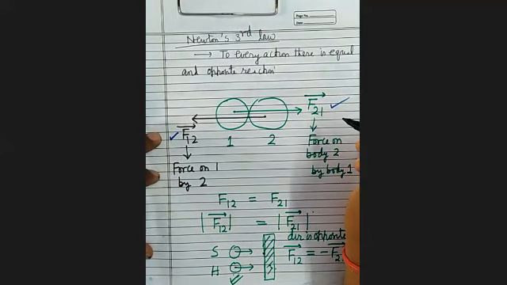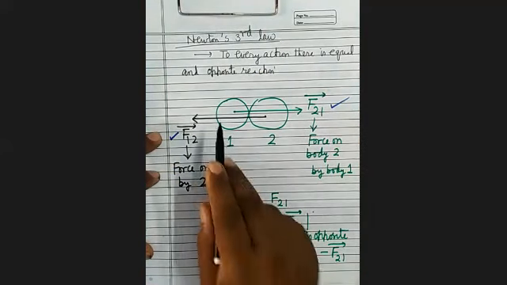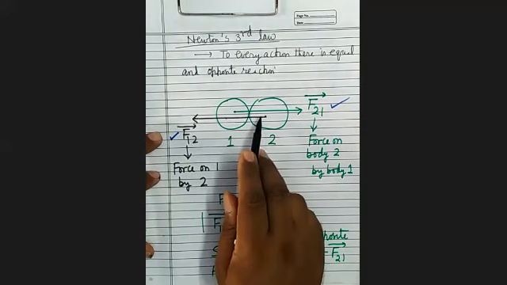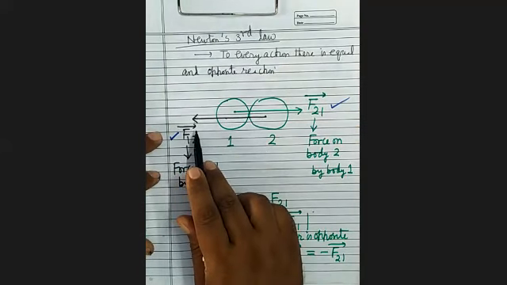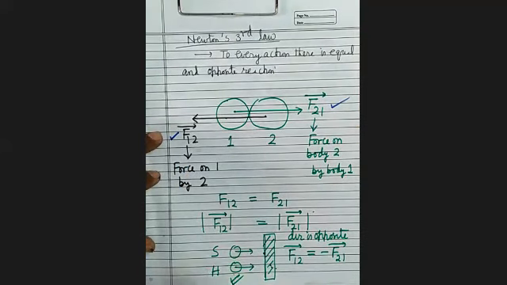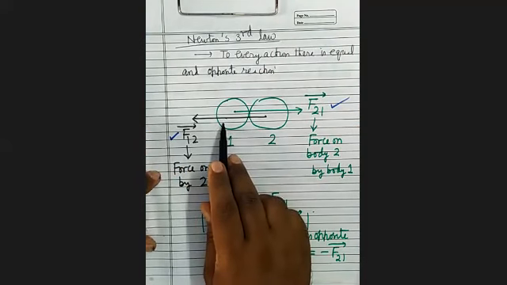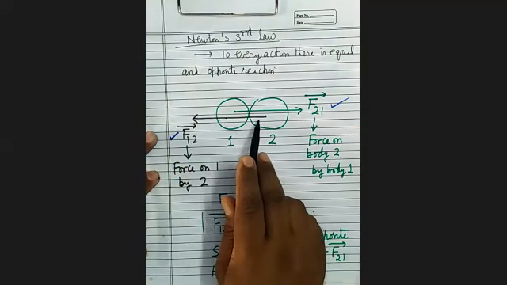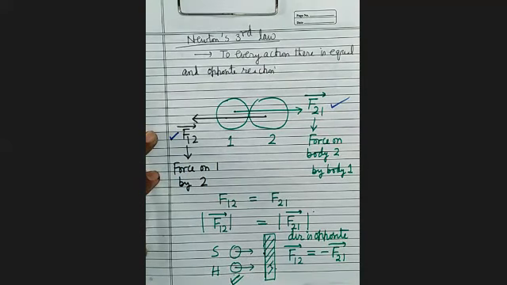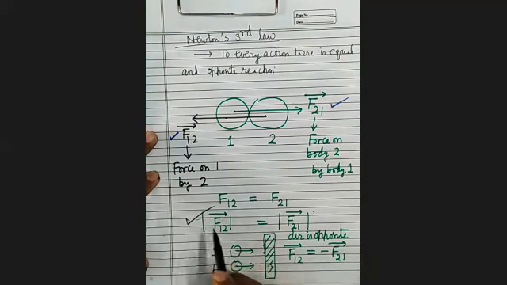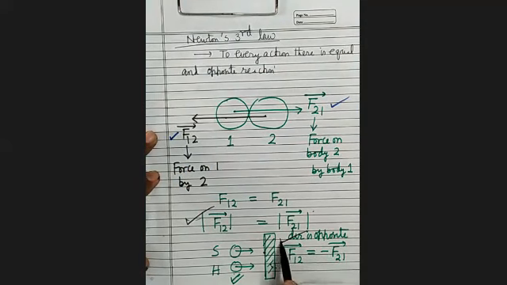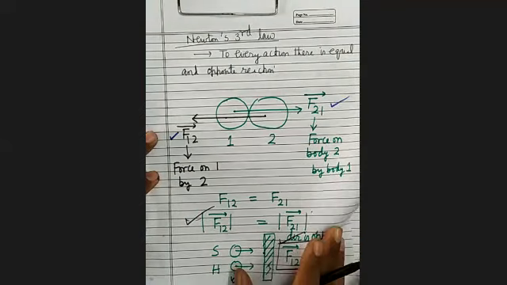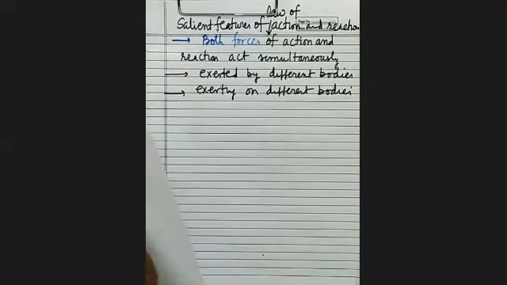Is it clear? Means here when two bodies collide, then two forces will act. These two forces will be exerted by different bodies, the colliding bodies on one another. They will be equal in magnitude, opposite in direction. So in vector form we can write it this way. Is it clear?